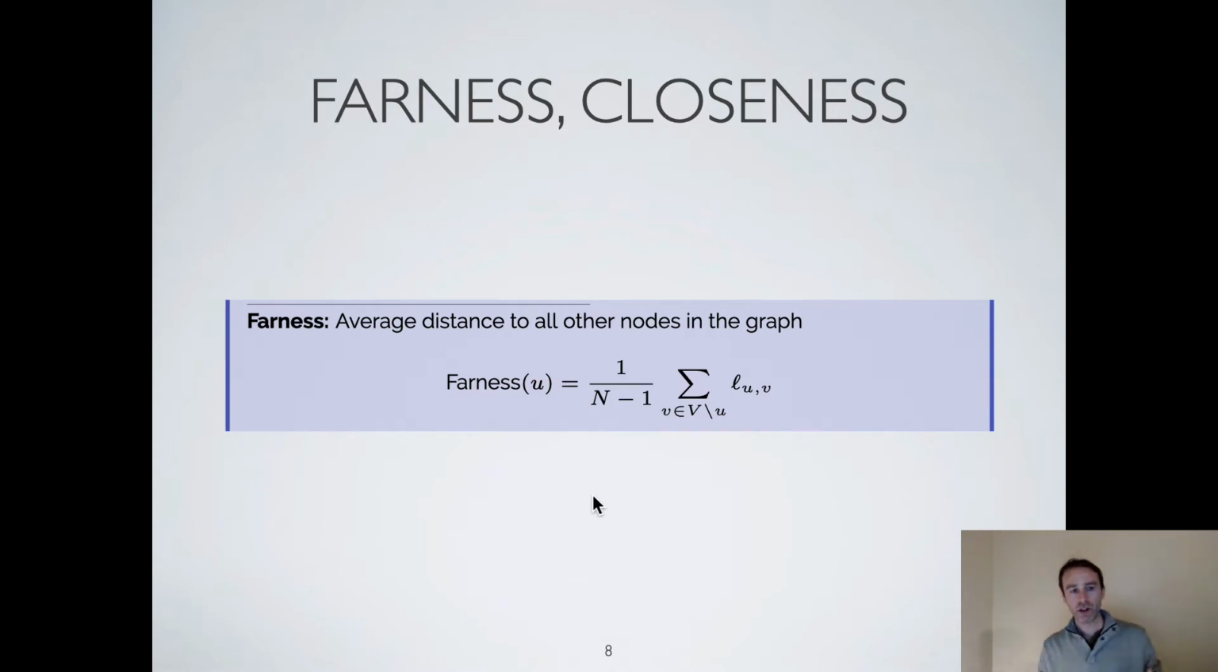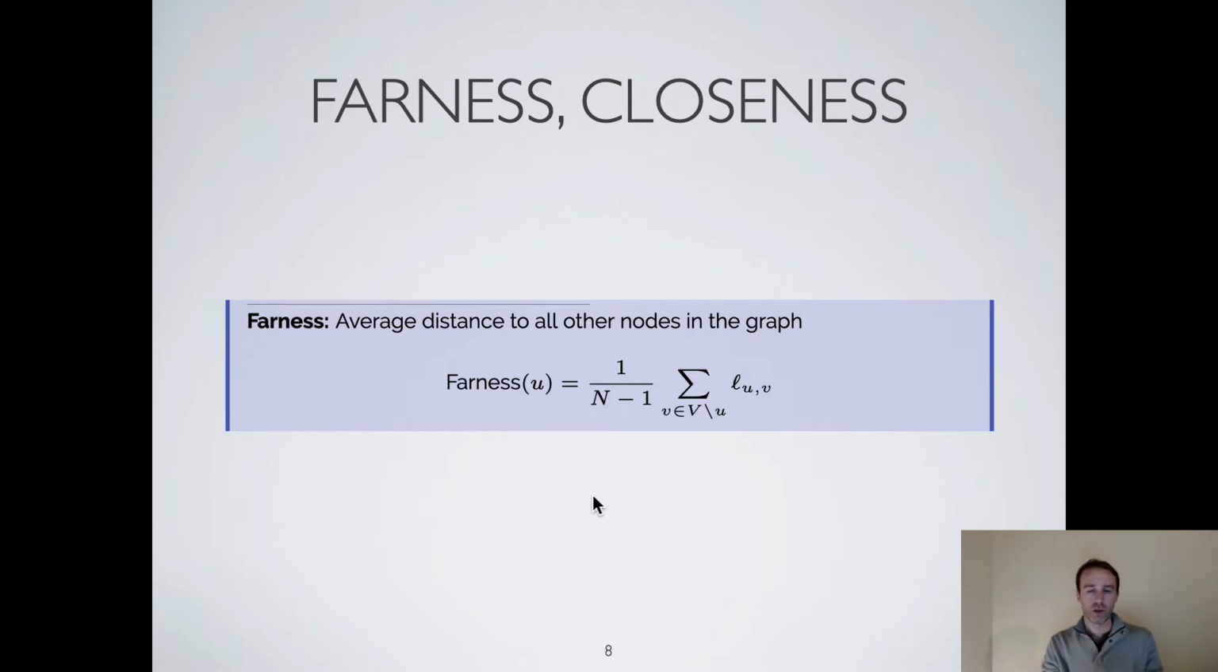So to explain the closeness, it's best to start with the farness, because the farness is simply defined as the average distance to all other nodes in the graph. Okay, so you remember that we have defined the distance between two nodes as the number of hops on the shortest path. And so the farness is this average distance to all the other nodes.